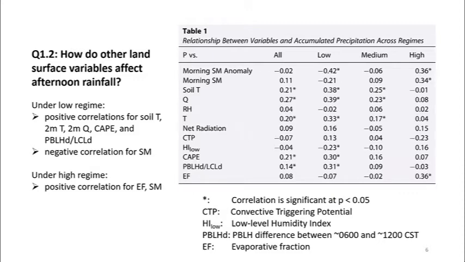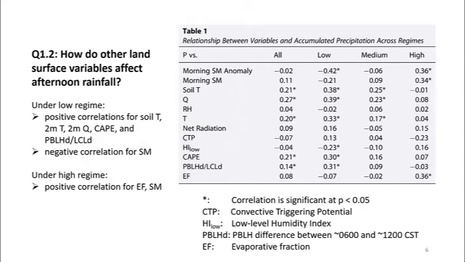As summarized in table 1 there, and also highlighted on the left, essentially under high regime, we do see positive correlation for so-called evaporative fraction, meaning latent heat divided by the sum of latent and sensible heat, and for soil moisture versus the afternoon precipitation amount.